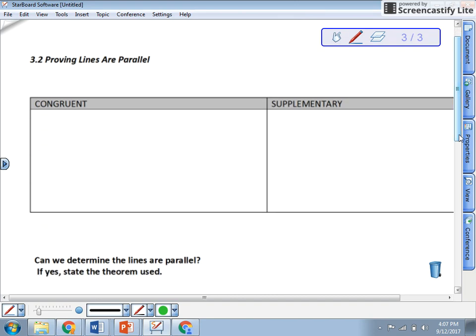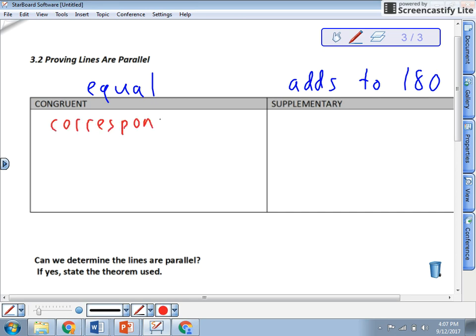Okay, what I've got here is a little chart. With congruent, remember those mean that they're equal, and supplementary. Again, supplementary means adds to 180. So which ones were congruent? I want you to go back and use this to visually help you organize it. Well, we know that corresponding angles have to be congruent to prove parallel. We know that alternate interior have to be congruent. We know that alternate exterior have to be congruent.